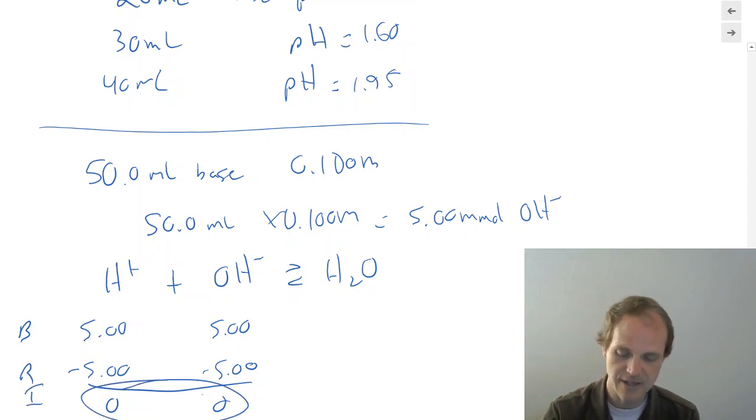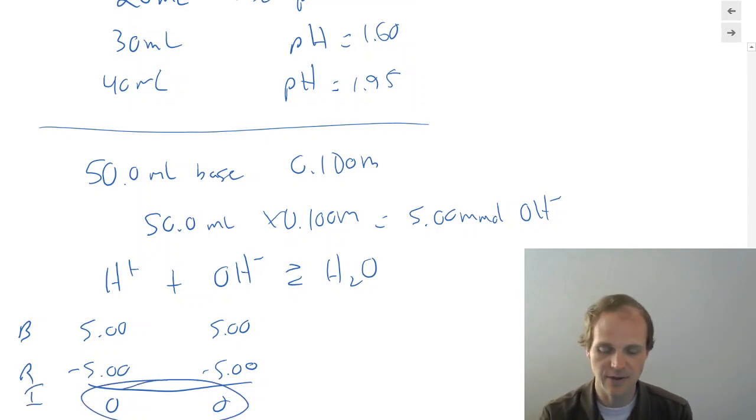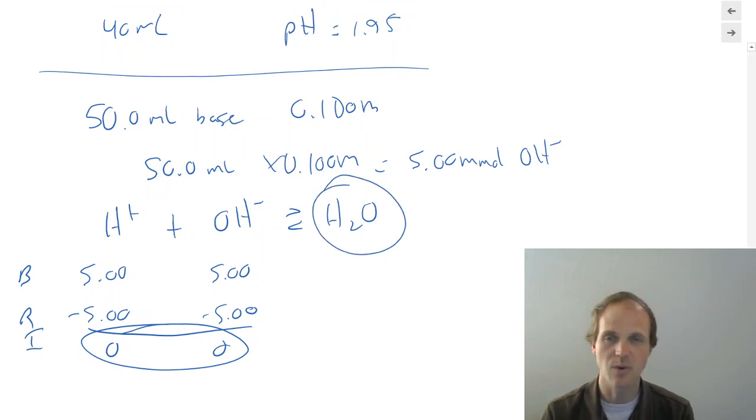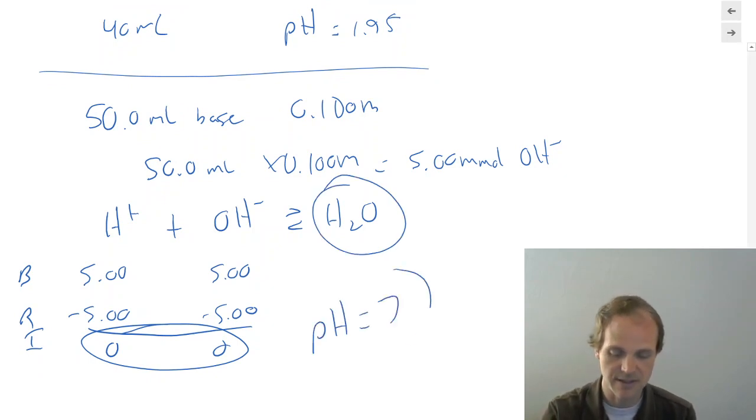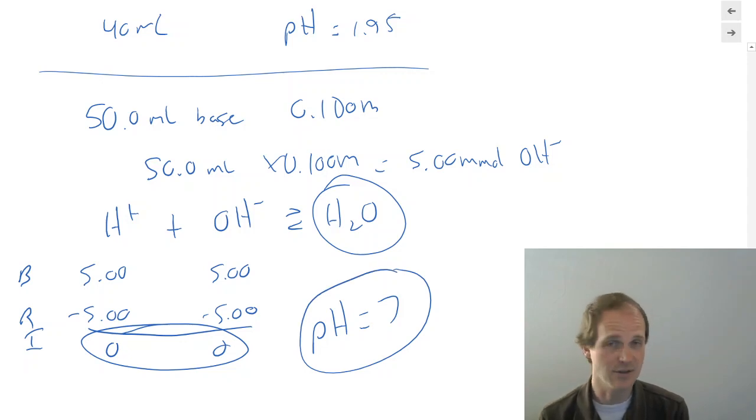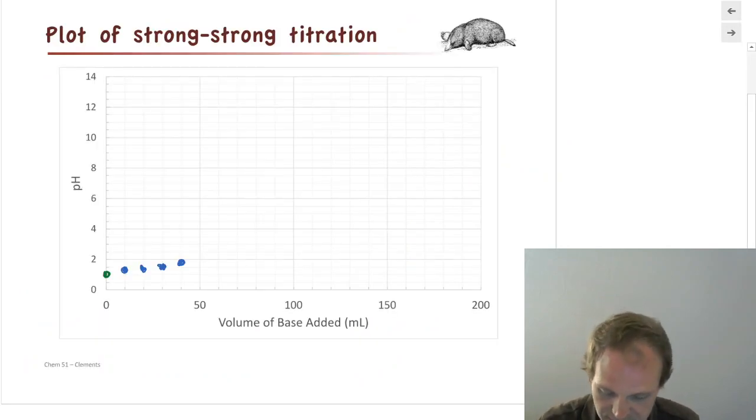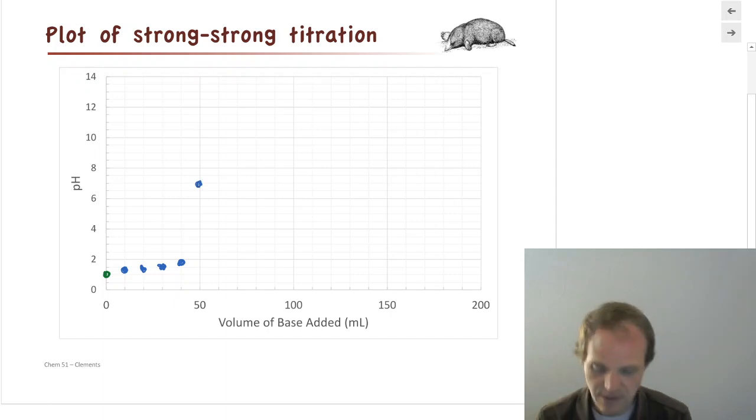If I have no excess H plus and I have no excess OH minus, what do I have? I have just water. What's the pH of water? My pH of water is 7. Don't try to take the log of 0. That won't work so well. You just have to remember that water has a pH of 7 from its autoionization. So when we get up to this, wow, that is quite a jump.